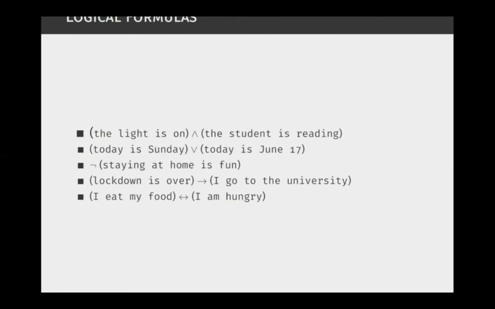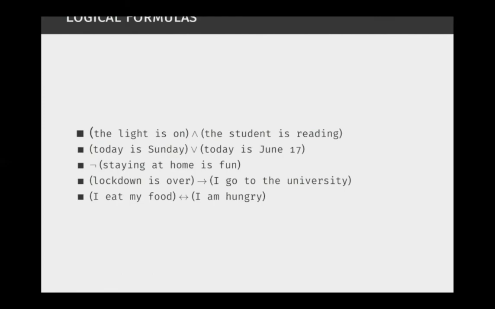The third example is: staying at home is fun, and then a negation in the beginning. This statement is true if and only if what is inside the bracket, the proposition, is false. And if staying at home is not fun, then this statement is true because of negation.